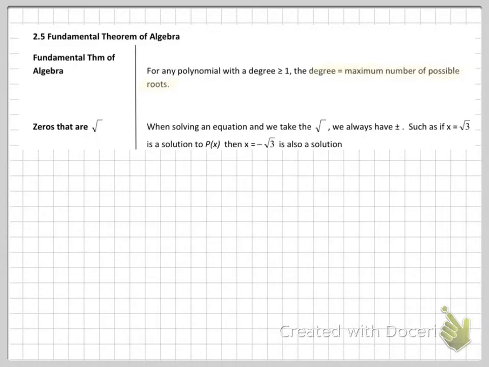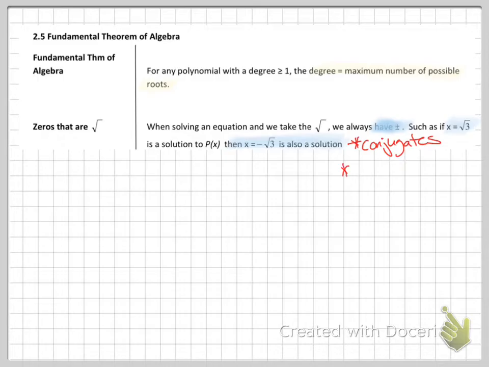So, zeros that are square roots. When you have irrational zeros, also complex zeros, you end up with a conjugate pair. It says you always have positive and negative, whatever that root is. So, if we tell you x equals root 3 is one of these solutions, you automatically know x equals negative root 3 is the other solution. And oftentimes we only give you one of them, and you have to remember, oh yeah, these are conjugates. So I have to remember the other root or solution on my own.